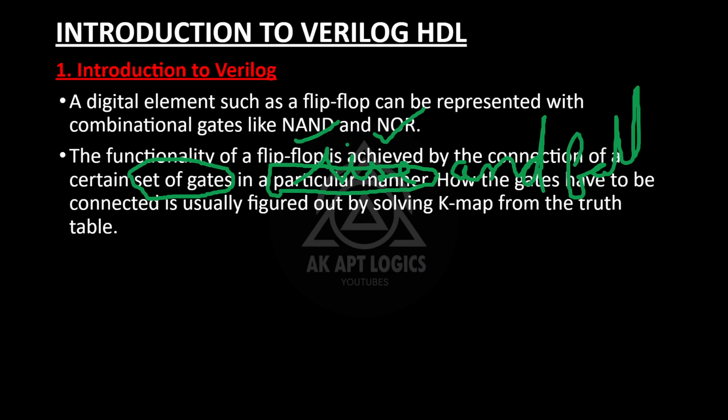How are we going to get that particular manner? If we connect like this, then we are able to achieve the D flip-flop functionality, and if we connect like this, we are able to achieve the JK flip-flop functionality. How are we going to get it? Based on the TT, in the sense the truth table. Based on the truth table, we are going to reduce the functionality using K-maps or Boolean formulas.